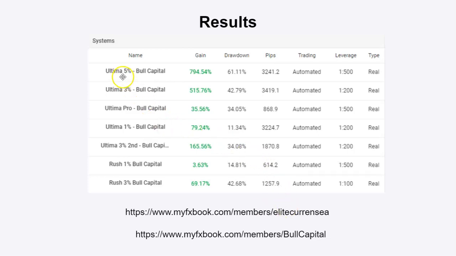So you see Ultima EA 5%, Ultima 3%, Ultima 1%, Ultima Pro, and we see Russia 1% and Russia 3%. Okay, so the portfolio will automatically start with 2% risk per setup. So it's somewhere in between, as you can see, these risk levels. We don't have one particular account that has 2%, but you can estimate a little bit, between the 3 and 1% is what the results will be.